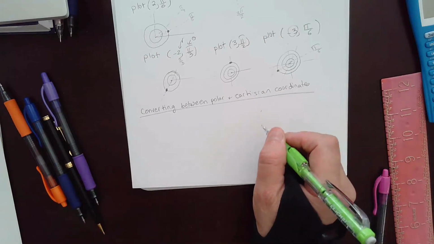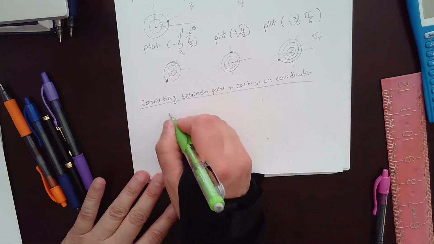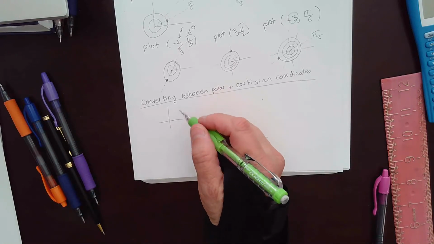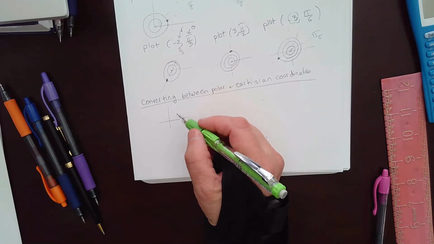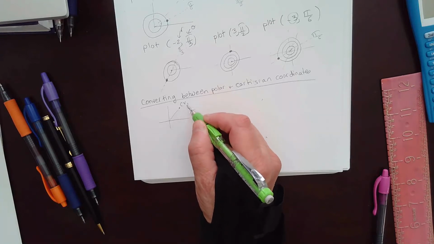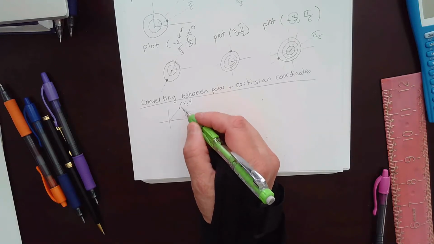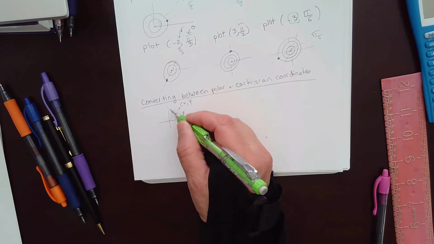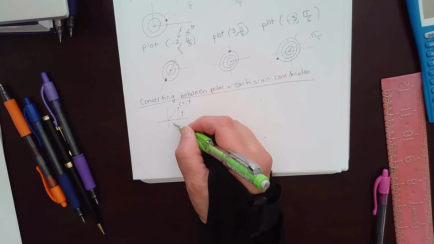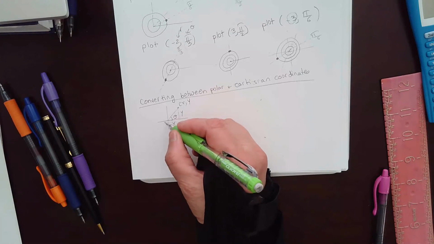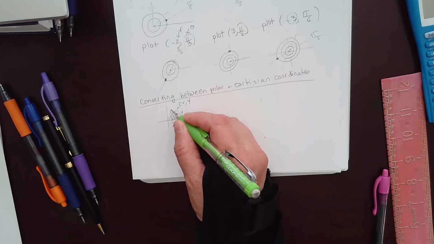Okay, so what do we have? Let's see. The point here, for instance, is x, y. So what do you have? This is your y right here, the height. This is y, and right here is x. That angle right here is theta, and this is the radius r.